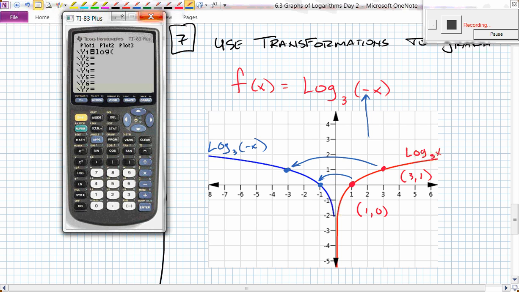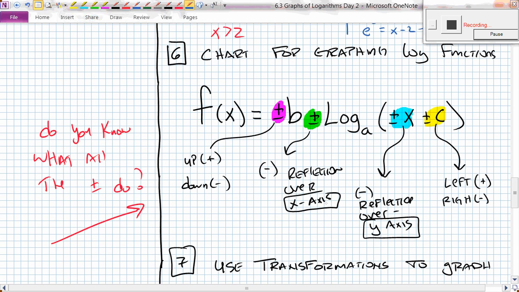How can we graph our homework without the... No, you're going to use transformations. You're going to use this thing. We could use this to check. Yeah, you use this right here. We could use this to check.